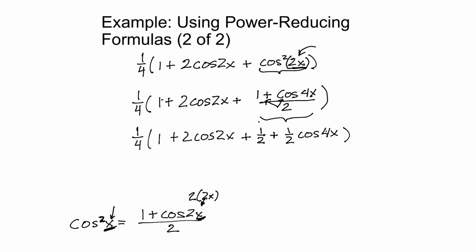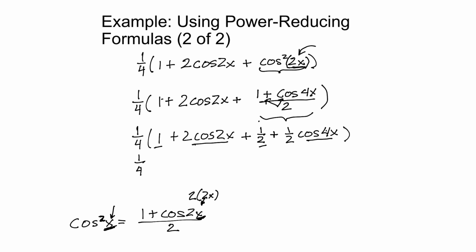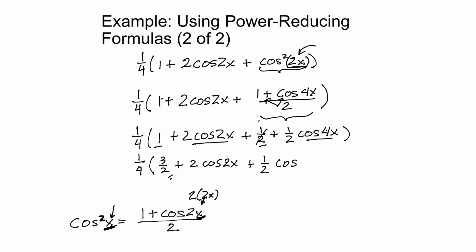We can combine the 1 and the 1/2 here, but we cannot add these two together because they are not like terms. But the 1 plus 1/2 gives me 3/2. So I have 3/2 plus 2 cosine 2x, plus we added this, so that's back here, plus we have 1/2 cosine of 4x.